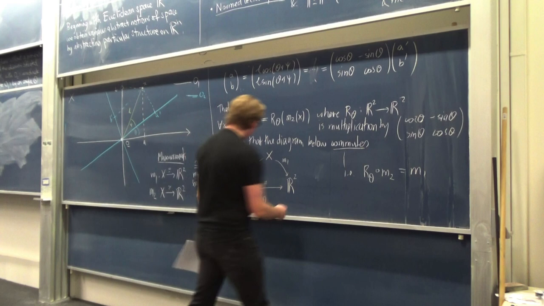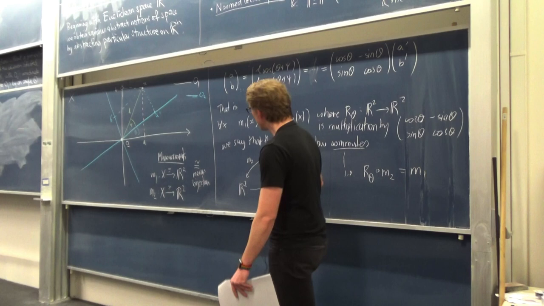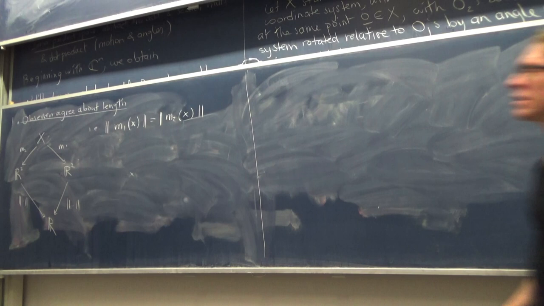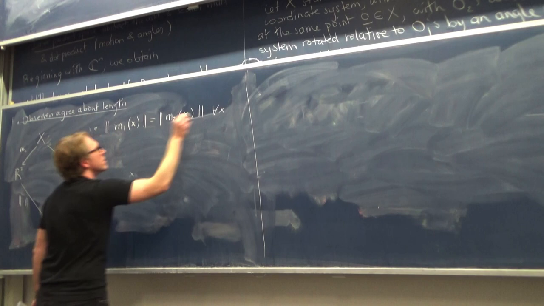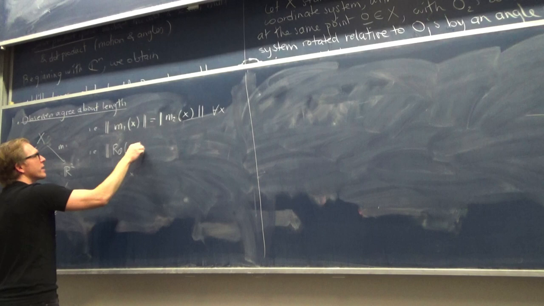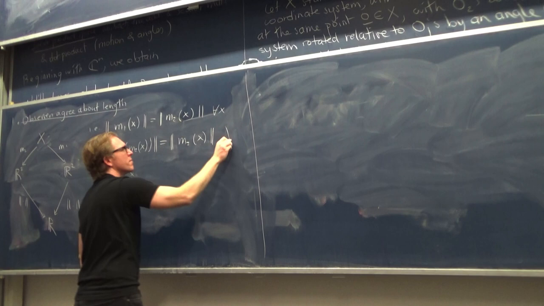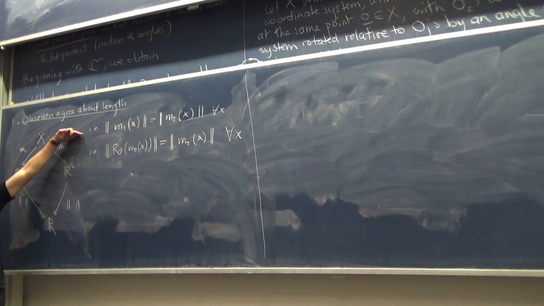We can fill in a horizontal arrow in that diagram, so to speak. That is to say, since we know that M1 is r theta of M2, to say this for all x is the same as to say the length of r theta of M2x is equal to the length of M2x for all x. So this row here is just a formal statement of that informal sentence. That formal statement is the same as this one.